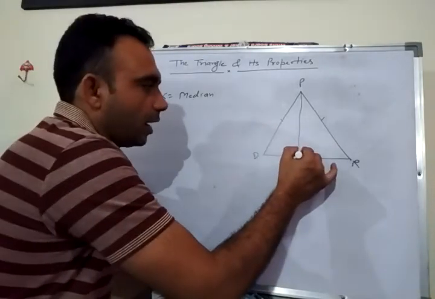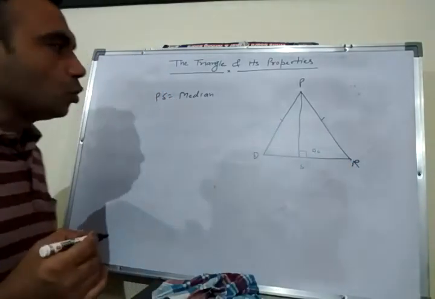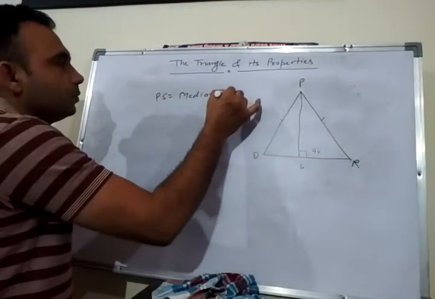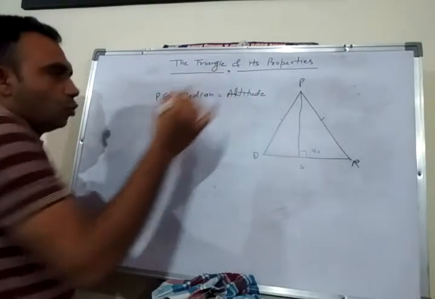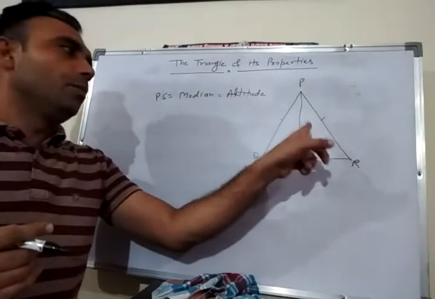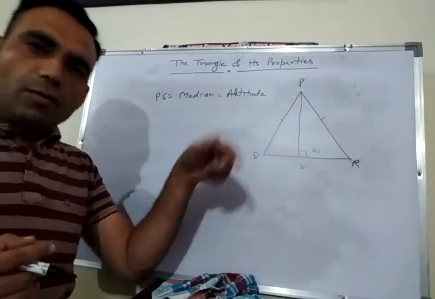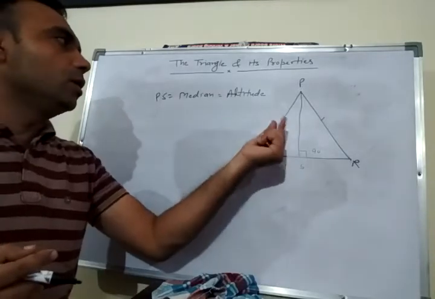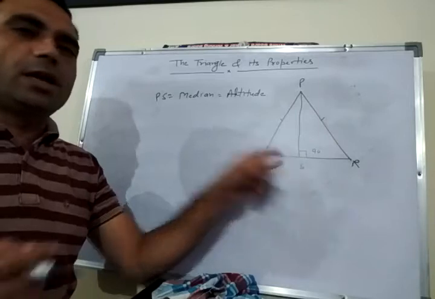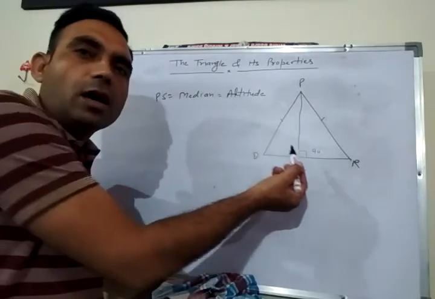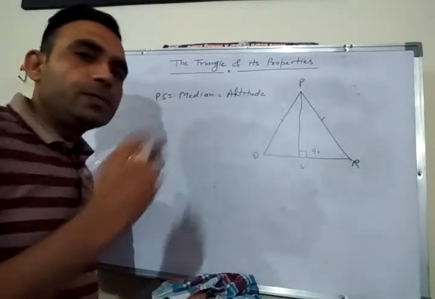But if we measure this angle, this is 90 degrees. So this is an altitude also. So in an isosceles triangle, the median and altitude are the same line segment. Same in an equilateral triangle. You will do it in your notebook. You will draw an isosceles triangle, draw its median and check this angle. Also in an equilateral triangle, you will draw the median and check for the altitude.